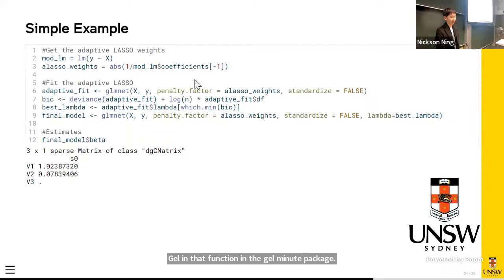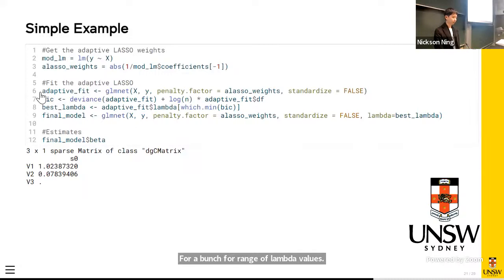So this is just the code for that. This penalty factor here is what's telling it to do the adaptive lasso as opposed to just the lasso. And you want to make sure you have standardize equal to false here. Otherwise that screws up everything by scaling your covariates beforehand. So line 6 here actually fits the adaptive lasso for a range of lambda values.